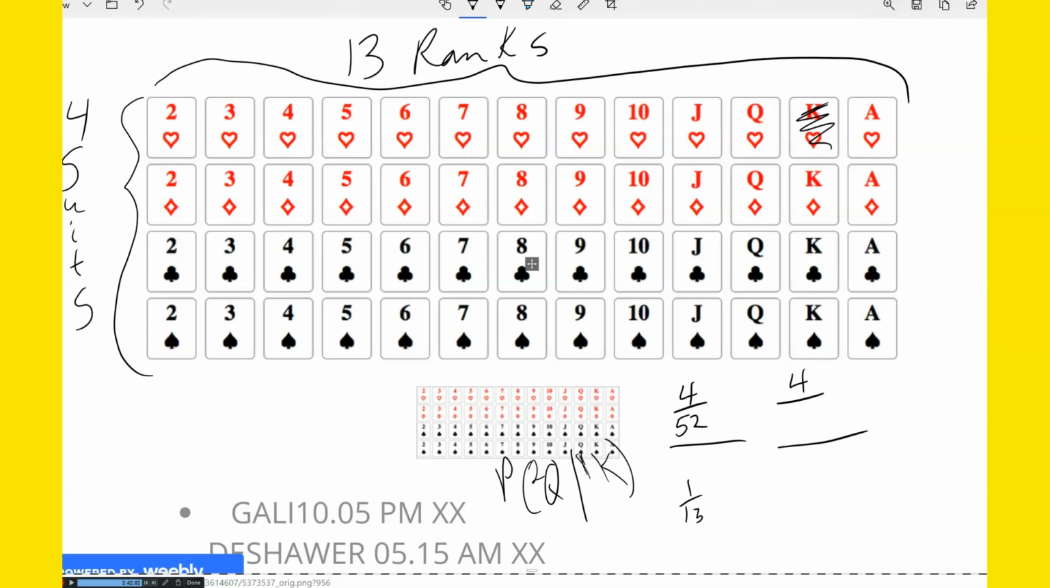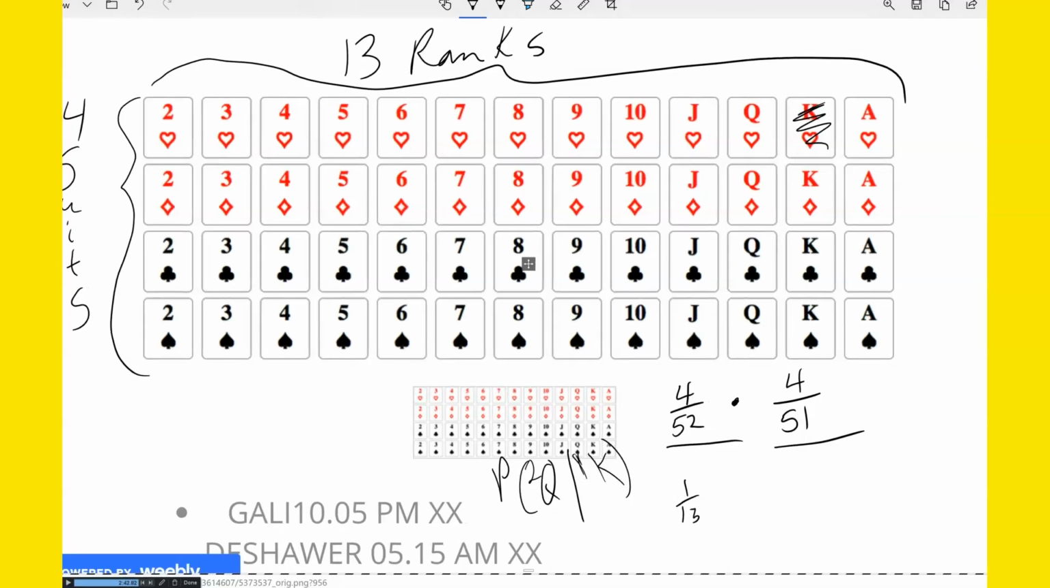There's only 51 cards now. So 4 out of 51 would be the probability of getting a queen, given that I already got a king on the first card. So now I multiply these two probabilities together to get the total answer.